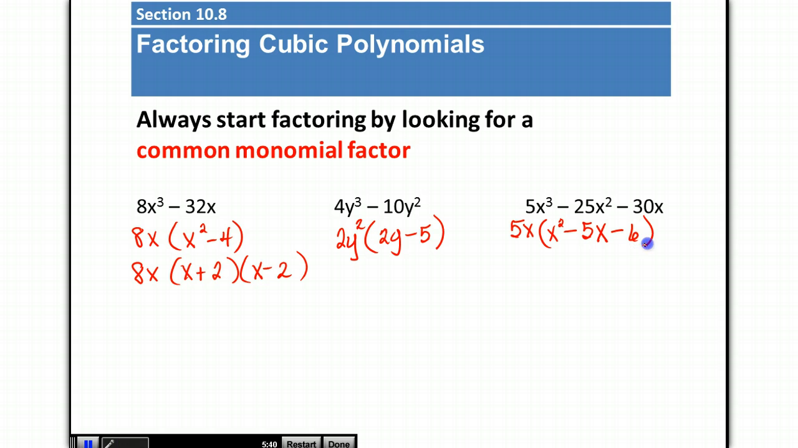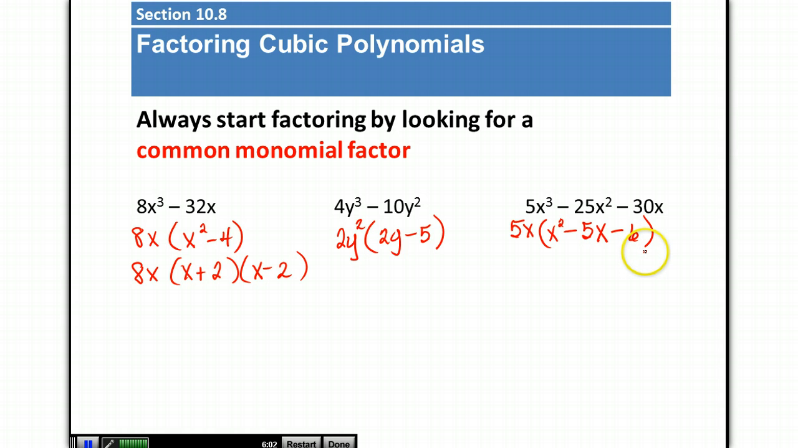Minus 6. Now in the parentheses we have a trinomial. If we go back to the previous slide, if we have a trinomial, there are two things you want to look for. One, is it a perfect trinomial square? Is this last term a perfect square?